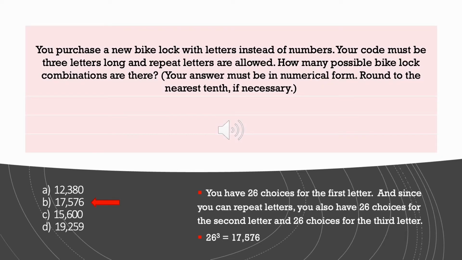The correct answer is B, 17,576. You have 26 choices for the first letter, and since you can repeat letters, you also have 26 choices for the second letter and 26 choices for the third letter. So we will take 26 times 26 times 26, or 26 to the third power, which gives us 17,576.